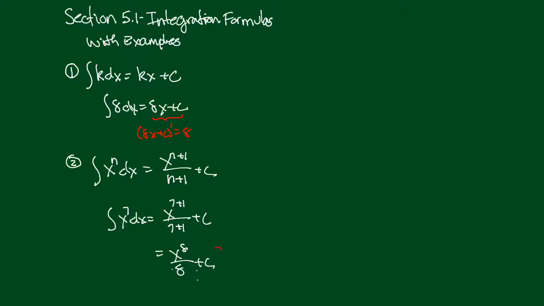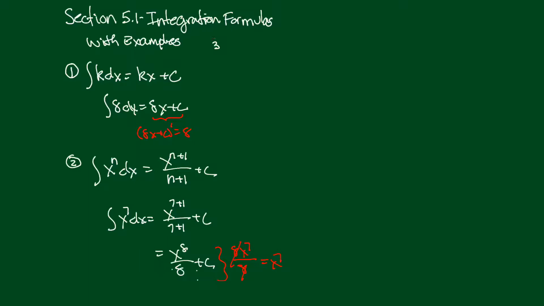Now, just want to check. What if you were to differentiate this? To differentiate this, you bring the 8 down as a multiplier. So the 8 would come down, decrease by 1, and then it's over 8, and then these 8's cancel, and the derivative is just x to the 7th. The derivative of c is 0. So you just end up with x to the 7th, and that's exactly what we started with. So if you have a variable to a power, increase the power by 1, divide by that new power.